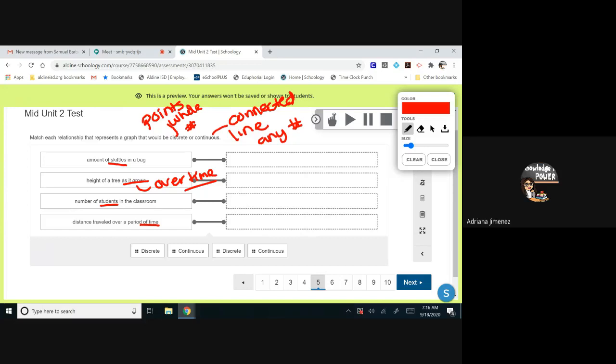So what I underline is what you need to think about. Can that part that I underlined, can it be whole numbers only? Then you would get discrete. If it could be whole numbers and fractions or decimals, then you would pick continuous, okay? I hope I explained that well enough for you to understand. If you have any questions, you can say something now, or you can just email me or text me on Remind, whichever you need.